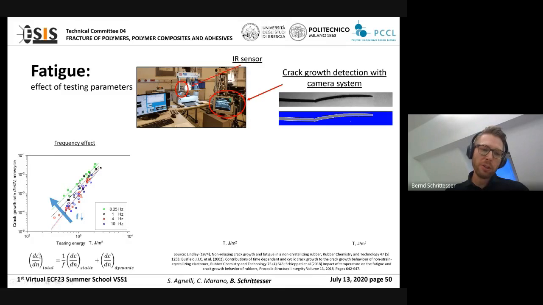you have different contributions to your crack growth rate, which means that you have a static contribution and a dynamic contribution. This means the static contribution, as you see it here, has the strong impact of the frequency. And when the frequency gets lower, this static part is getting higher. And as you increase the frequency, the static part is decreasing and the dynamic part is overtaking. And therefore you have a lower crack growth rate at comparable tearing energies.